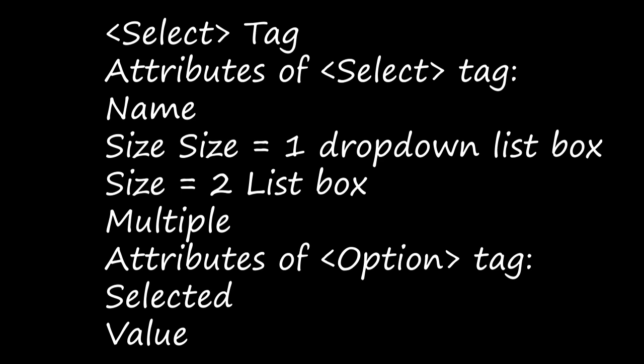And sometimes if the user is not selecting anything, some subject will be selected as a default one, that means it will be given as selected. If you are using this selected attribute along with the option tag, it will indicate the default selection there, right? Then value means the value which has to be submitted to the server, that one is the value attribute, right? Here if you see this example, you will get an idea.